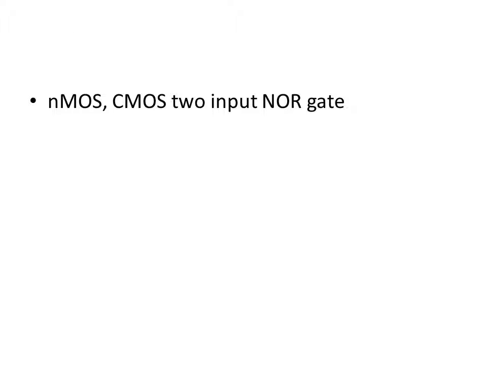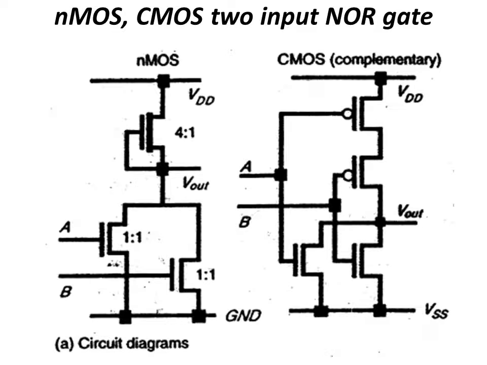So in this video I'll continue with the fourth model. The next concept I'll be discussing is the NMOS and CMOS implementation of a 2-input NOR gate. Here we have two figures. These are the circuits for the NMOS as well as the CMOS based designs.